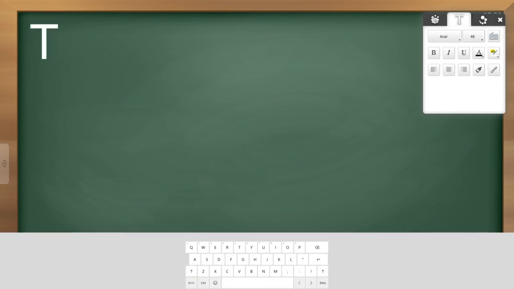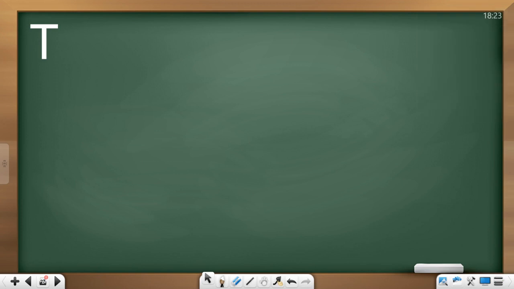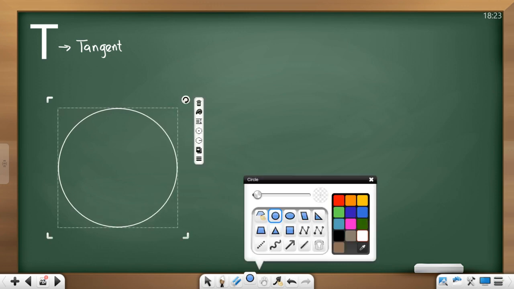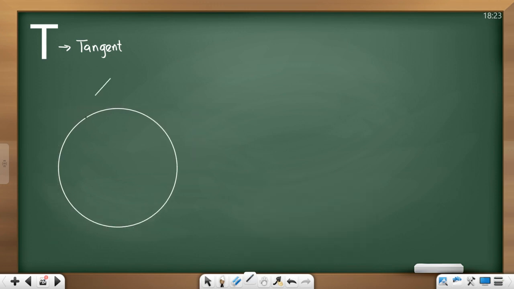Now, what is the meaning of T? T, we're going to be talking about a tangent. I remember we spoke about a tangent when we started. A tangent will not cut through the circle. It will only touch the circle once. So there's just a single point of contact. All right? A single point of contact. And that is going to be our tangent there.